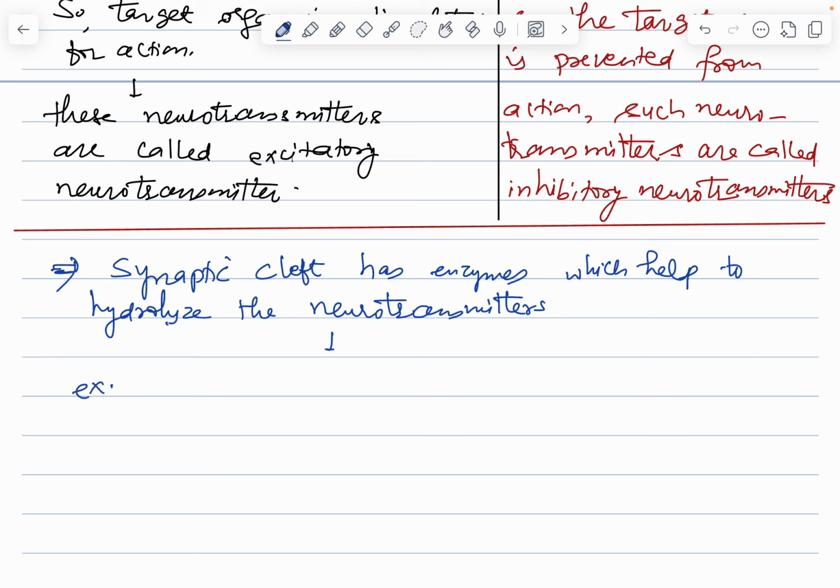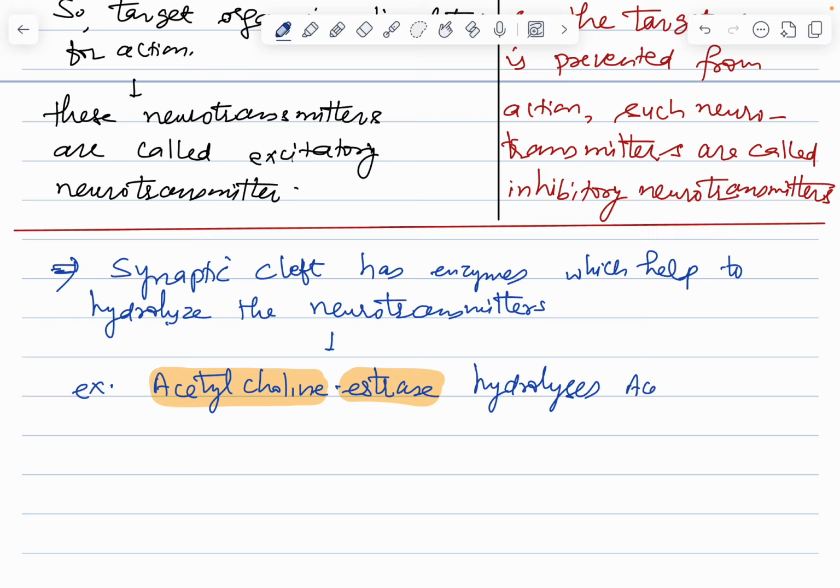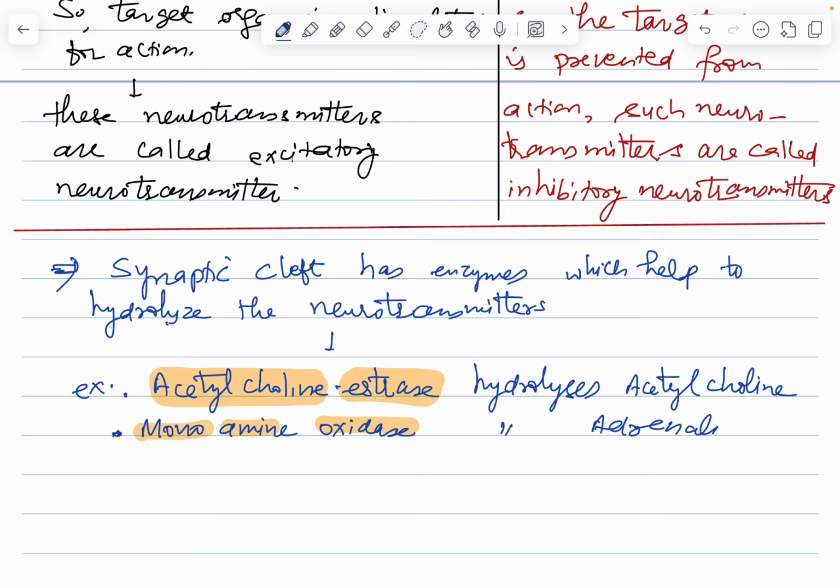For example, let's just quote a few here. Acetylcholinesterase. Acetylcholine is the neurotransmitter. Esterase is the enzyme that is present in the synaptic cleft to digest it. So acetylcholinesterase hydrolyzes acetylcholine. Similarly, we have one more enzyme in the synaptic cleft, monoamine oxidase. Monoamine oxidase is the enzyme in the synaptic cleft that commonly hydrolyzes adrenaline.